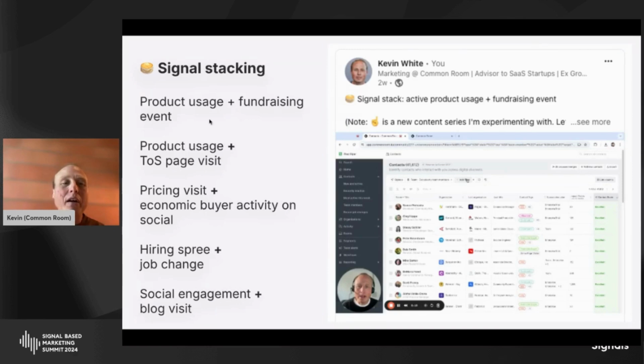So you can say, okay, all of our product usage signals, let's see who of that cohort are also visiting our terms of service page, who of that cohort are also adding things to their tech stack or changing jobs. By stacking these signals together, you get a small volume of people, but you can build outbound sequences and micro campaigns that get a really, really high conversion rate just because you have so much context of what the person or the account has done.